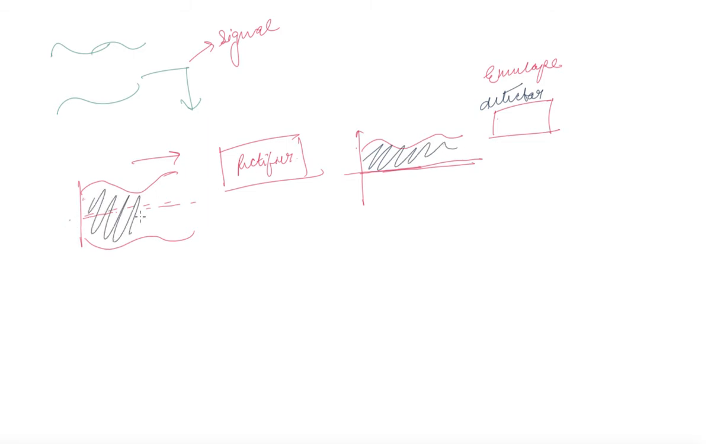So after it has been rectified, see, this is a modulated wave. After that, this is here. Then after you pass through the envelope detector, your output is there, with time t. So this is your output. So this is the whole functioning.